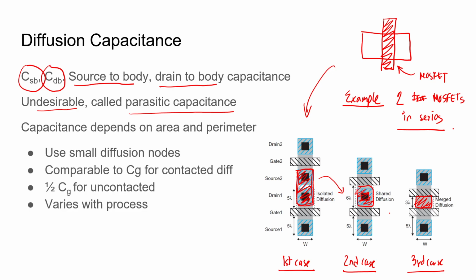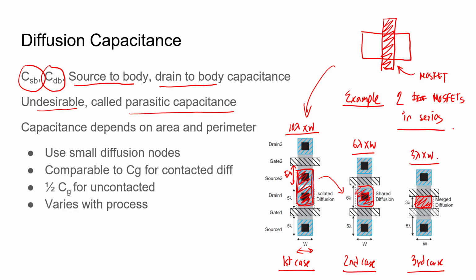So if the width of the diffusion is W in every case, in the first case the area of the diffusion layer between the two transistors is 5 plus 5, which is 10 lambda times W. And in the second case, because of the shared diffusion, we have 6 lambda times W. And in the third case, we have 3 lambda times W.